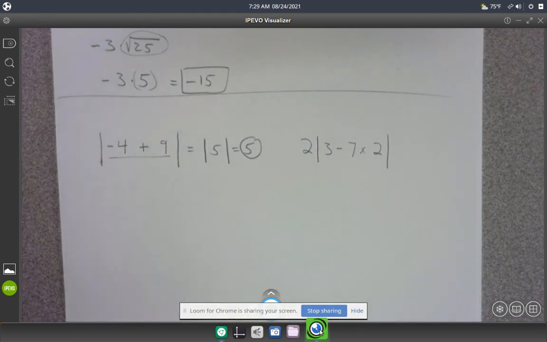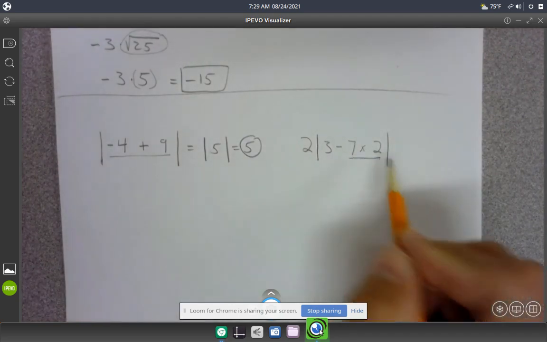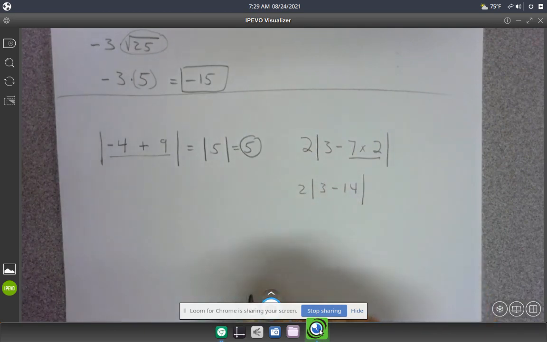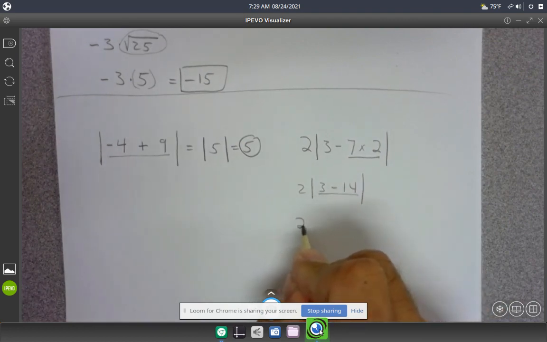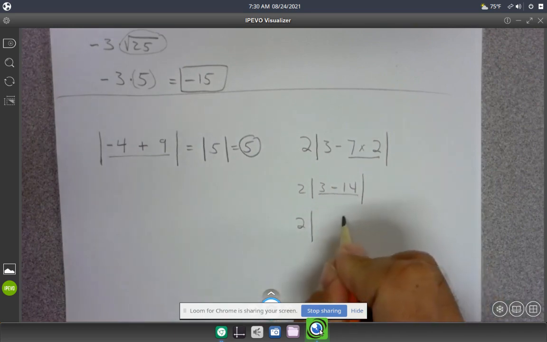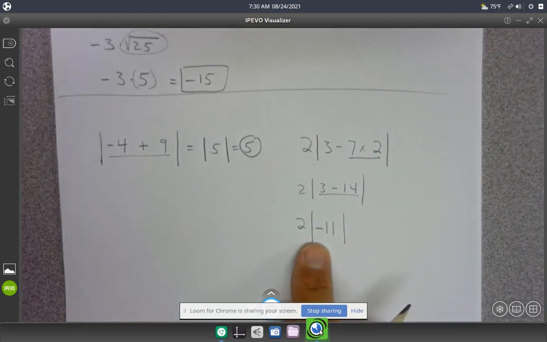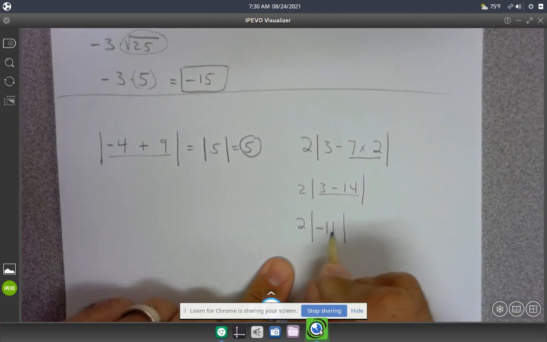All right, let's go over here. So we got to do 7 times 2 first. So it's 2, and then 3 minus 14. And then we got to do 3 minus 14 next. Got to finish off what is inside the absolute value bars. 3 minus 14, that is negative 11. But now that we got it narrowed down to just one number, now we're going to get to turn it to a positive value. So absolute value of negative 11 becomes positive 11.